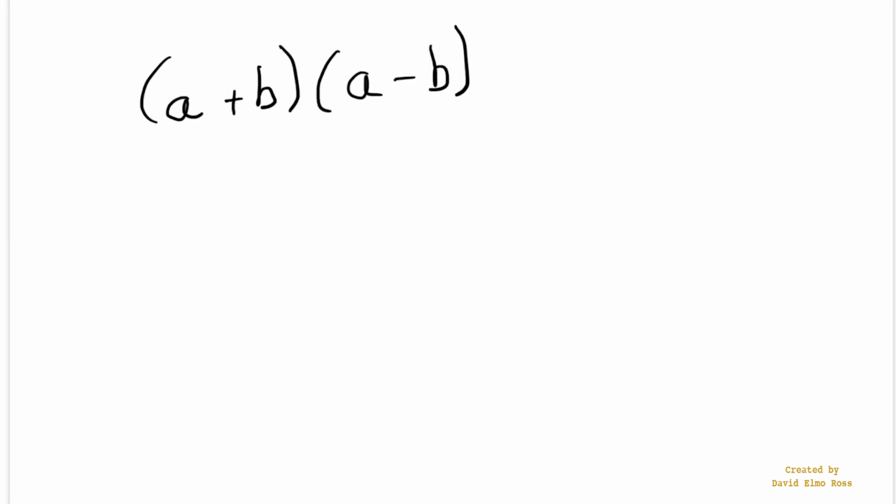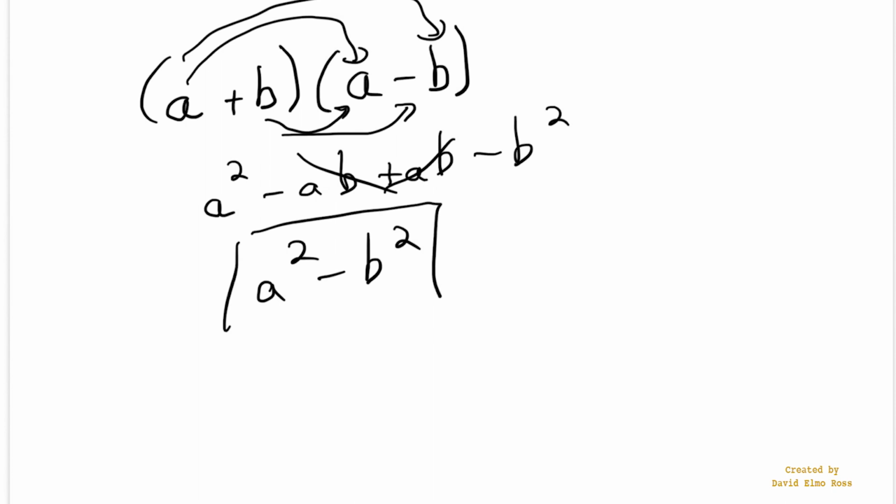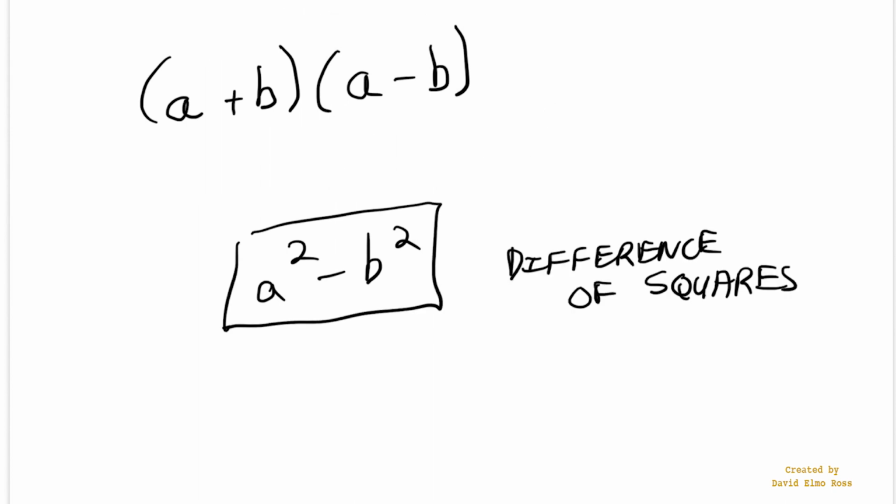Let's take a look at this expression and try and expand it. This is a times a, which is a squared. a times minus b, which is minus ab. b times a, which is plus ab, minus b squared. So these terms cancel out and we're left with a squared minus b squared. This is called the difference of squares. So anytime you see an expression like this, you can always break it down into a plus b times a minus b, which will give you the difference of squares.